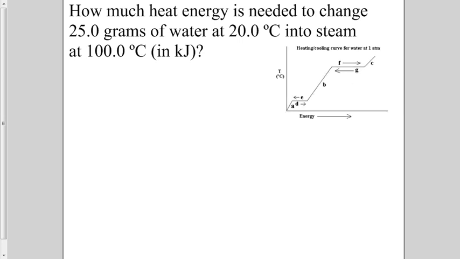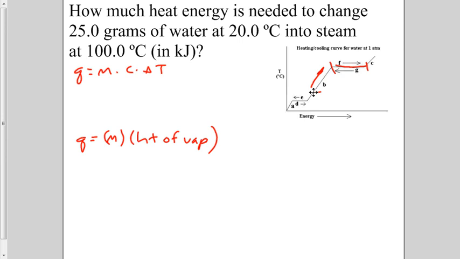This question asks how much energy is needed to change 25 grams of water at 20 degrees Celsius. So we're starting with water at 20 degrees Celsius, and we want to change this to steam at 100 degrees Celsius. So now we have to raise the temperature up to 100. And so for that change, we have to use Q equals the mass times specific heat times change in temperature, since there is a change in temperature. Once you get to 100, it's going to remain constant at 100. We have to vaporize it. So there we have to use the other equation, Q equals the mass times the heat of vaporization. And then we'll have to add the two together.